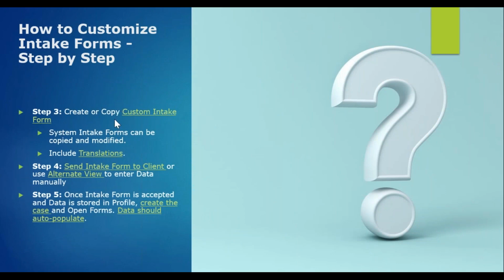Step 3 is going to be create or copy. Like I said, instead of creating one from scratch, I'm going to show you how to copy an existing system form, and then you can just modify it. You can also include translations.